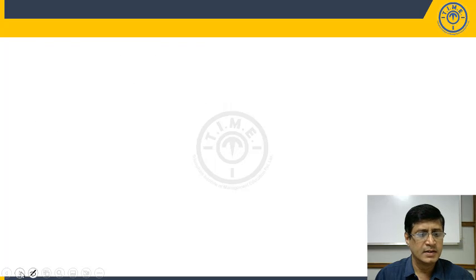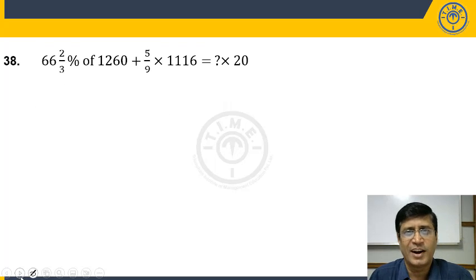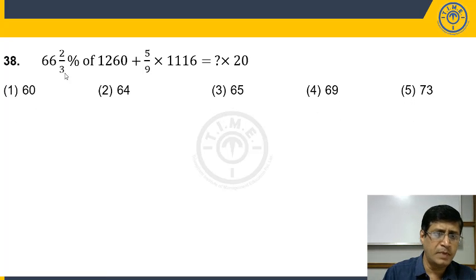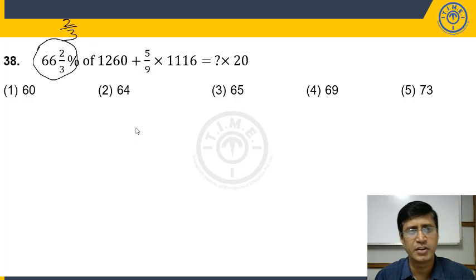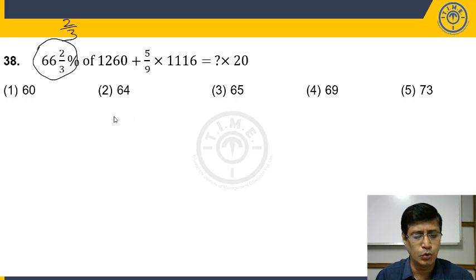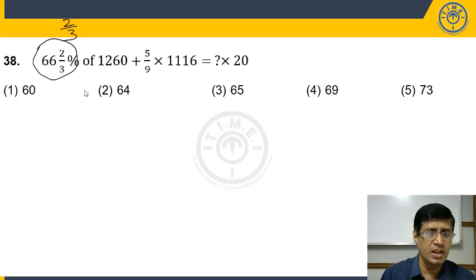Yes, my dear students, you are supposed to add the values. 66 2 by 3% means it is 2 by 3, by using the percentage values of the reciprocals. So 2 by 3 of 1260. So how many times does 3 go in this? 420 times. 2 times of 420, it is 840.